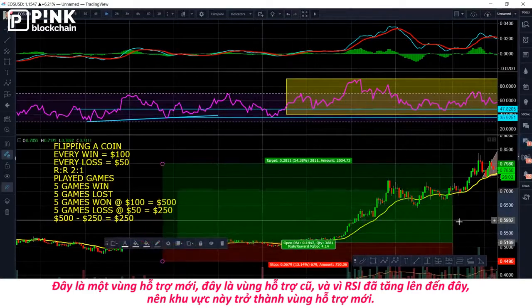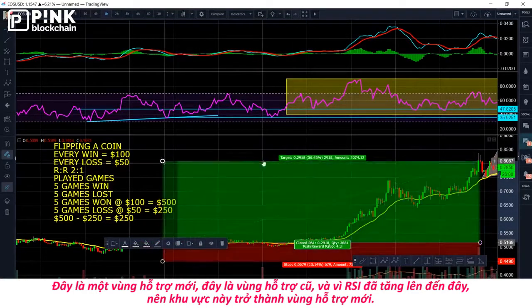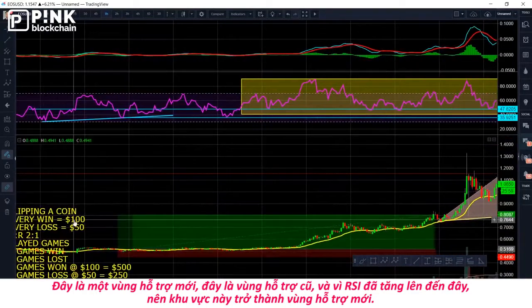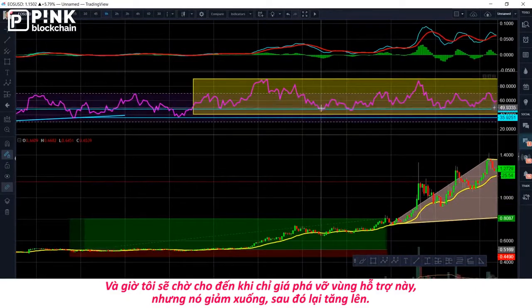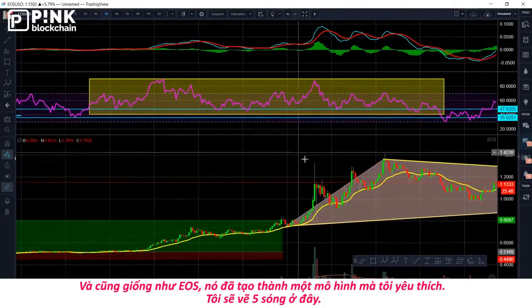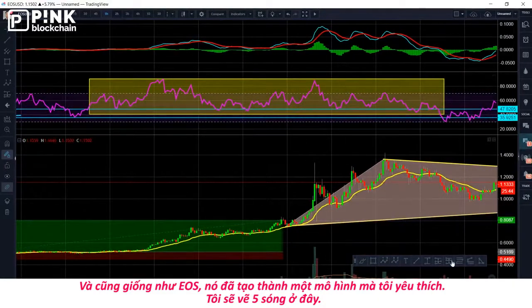So I'm still really in this trade, guys. And now I'm gonna wait until it literally breaks this support area by a lot. Nope, bounces off of it again. Nope, bounces off of it again, okay? And now, just like in EOS, guys, it's making my favorite pattern.